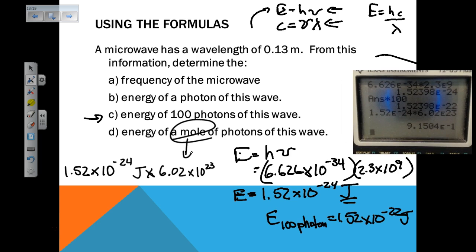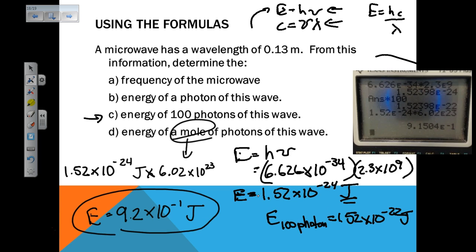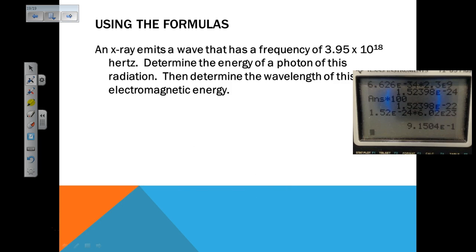And now this gives you an energy for a mole of photons as 9.2 times 10 to the minus 1 joules, which is a significantly larger number than 1.52 times 10 to the negative 24. Okay, and that's a lot of energy. So let's do the last problem.